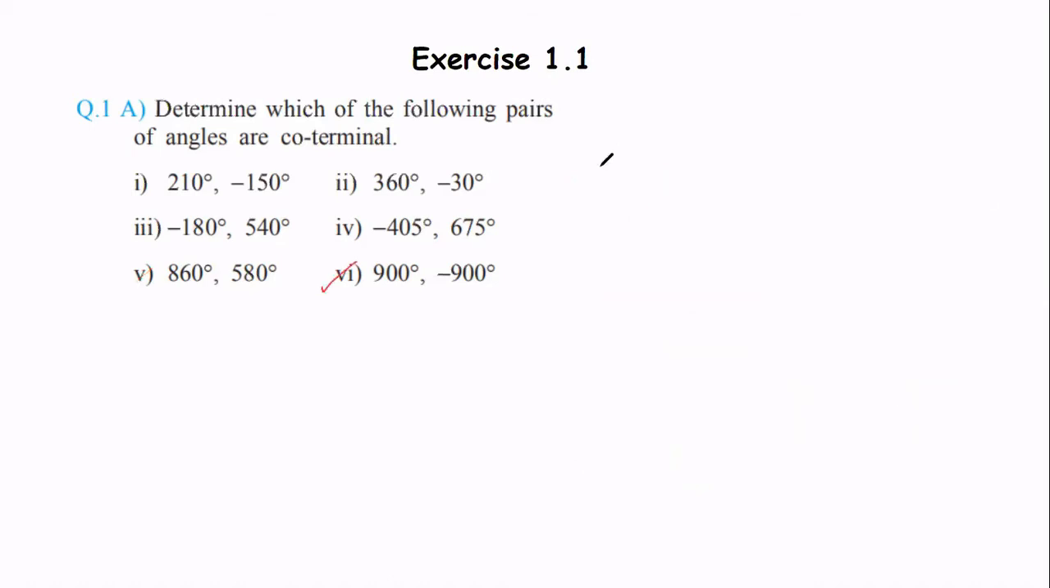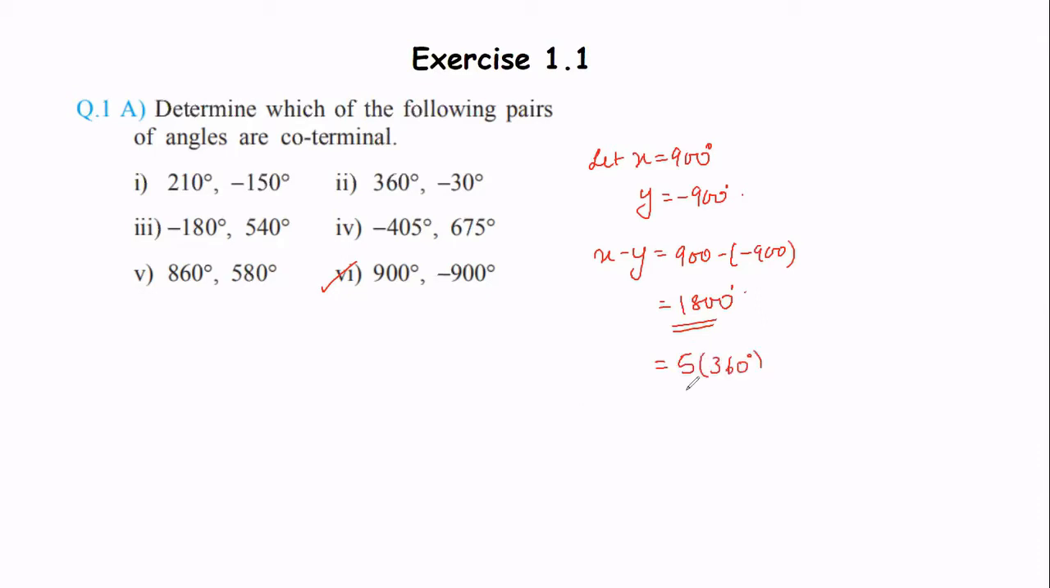So question number 6 is, let x equal to 900 degrees, y is equal to minus 900 degrees. As usual, we subtract them, x minus y, which is equal to 900 minus of minus 900, which gives us plus 1800 degrees. Is 1800 a multiple of 360? Yes, it is. It is basically 5 times that of 360. So this is positive 5 times that of 360 degrees.